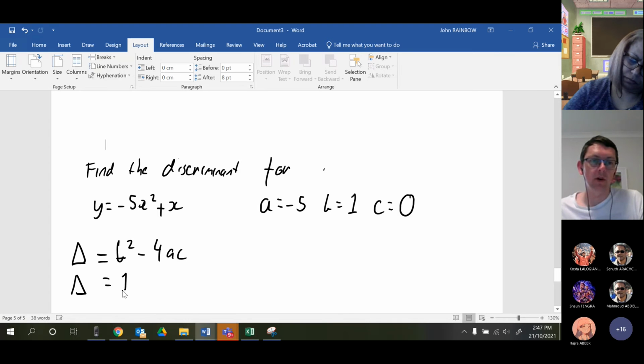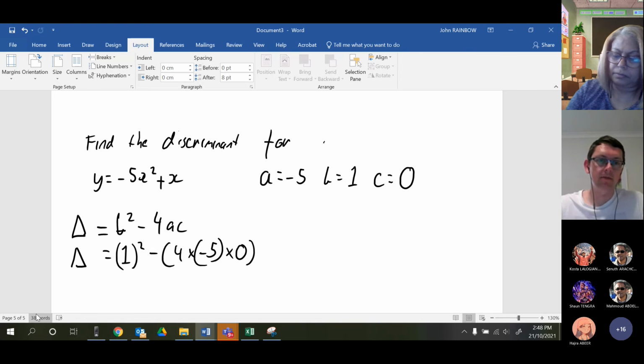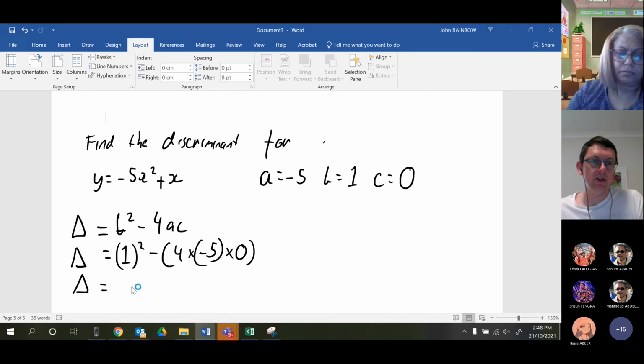b squared is 1 whole squared, minus, I like to do brackets, 4 times a, which is negative 5, times c. Now c is not there. Do I substitute in 0 or not? Yes, you do. So that's just going to make that 0, right? So my discriminant actually equals 1.